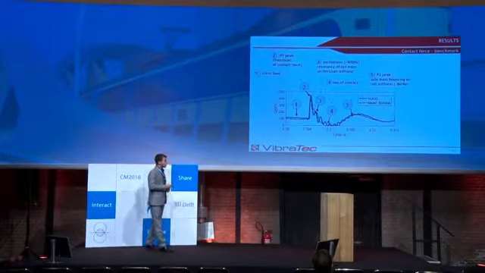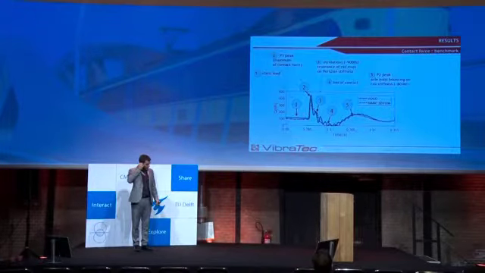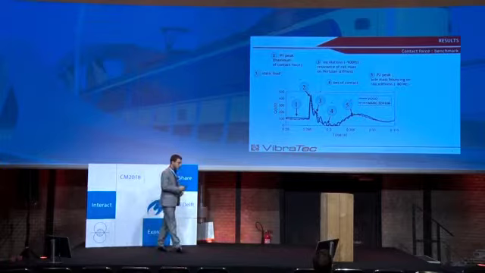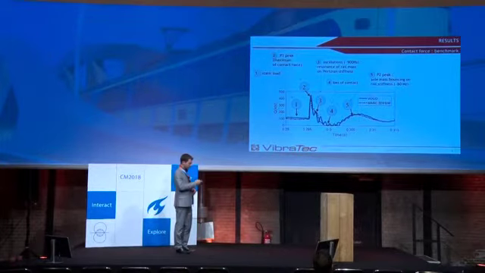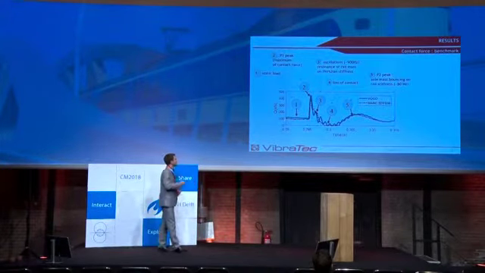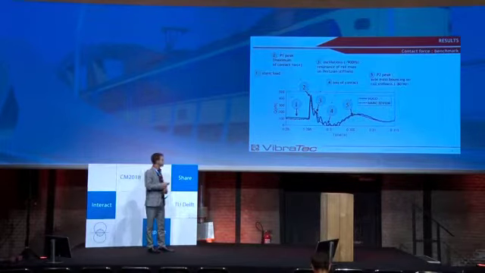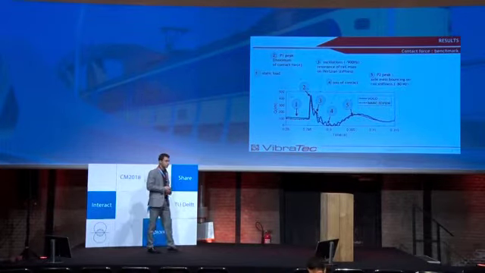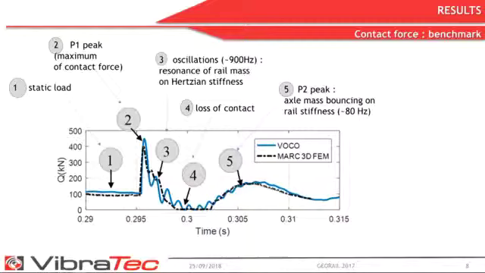Okay, results. So let's go through the results of the benchmark between VOCO and the 3D finite element model. So here you see the vertical contact force as a function of time during the computation, and the rail joint is here. So what do you see? What you see is you have several steps, several items. The first one is the static load. Before you enter the joint, you have just a static load.